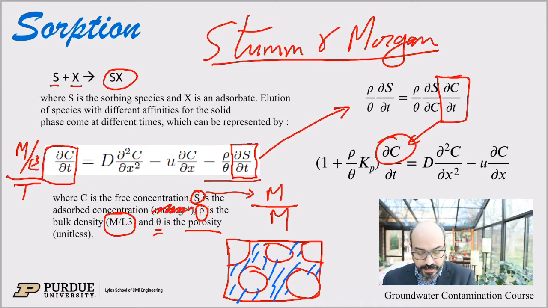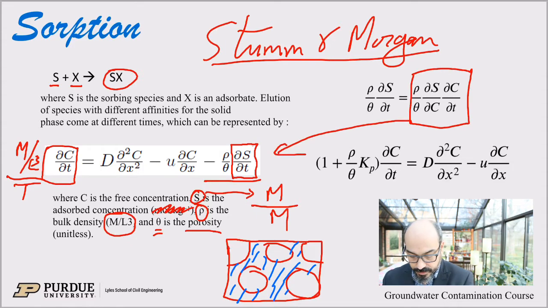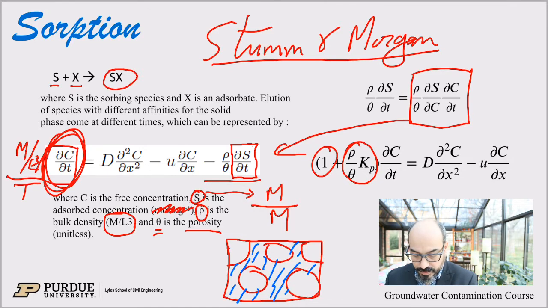Now if we plug this back in, we end up with rho over theta ds dc times dc dt. Notice that I'm switching everything to the left-hand side. So the 1 here corresponds to this term here. And then the rho over theta kappa corresponds to rho over theta ds dc. So meaning kp equals ds dc. This is really important. So this is a partition coefficient, we call it.